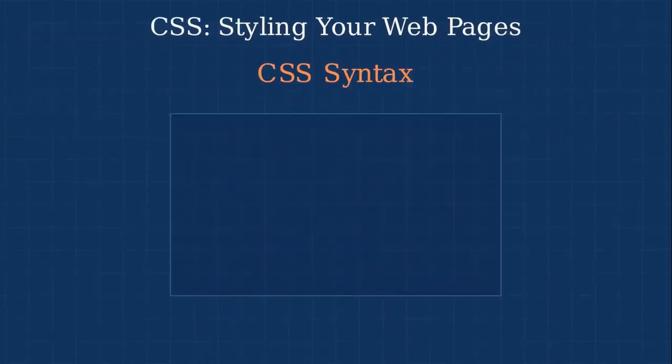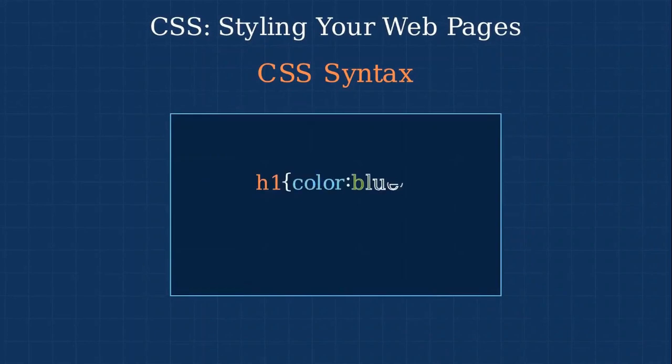CSS works by selecting HTML elements and applying style properties to them. A CSS rule consists of a selector that targets HTML elements. Properties define which aspect you want to change, and values specify how you want to change it.